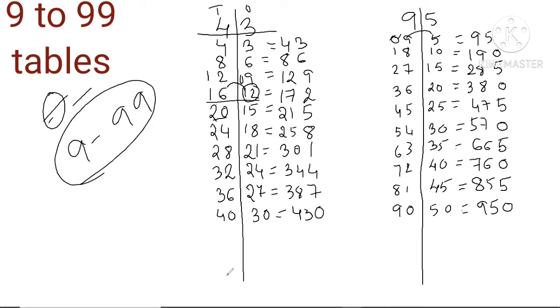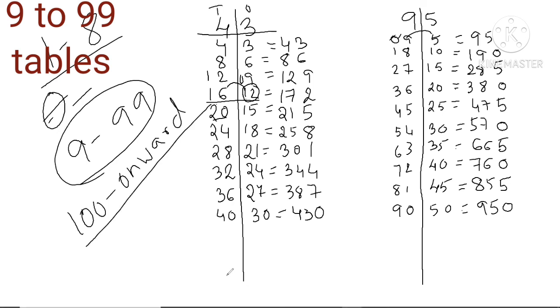Everyone can write, because 1 to 8 it is very easy. 1 to 8 you all can do, and 9 to 99 you have learned today. And in my next class I will show you 100 to 999. Okay, in my next class I will show you 100 onwards how to do. Same way you have to do, but there is a bit of change.